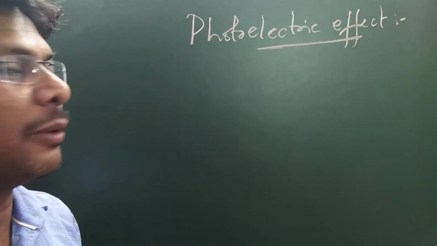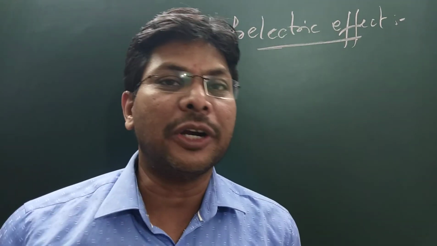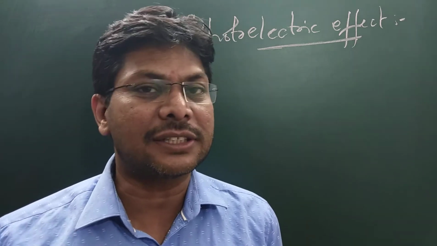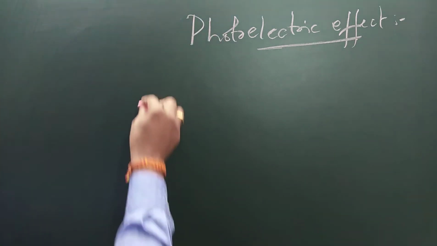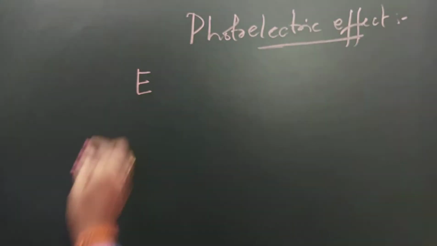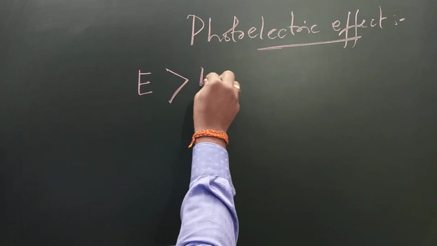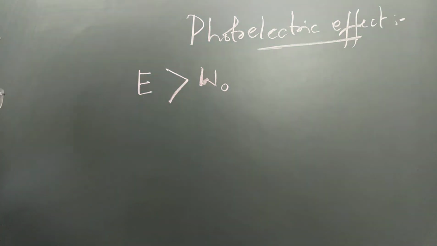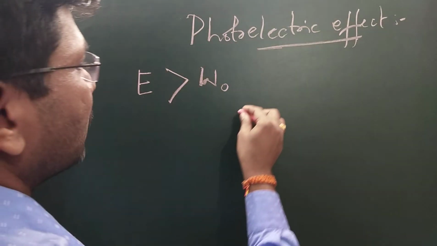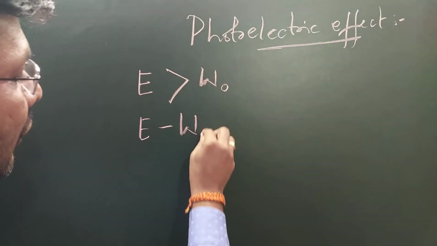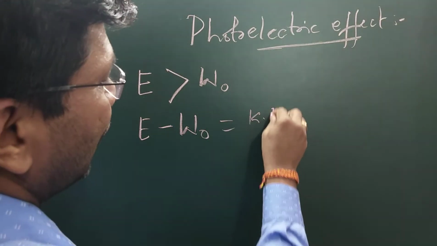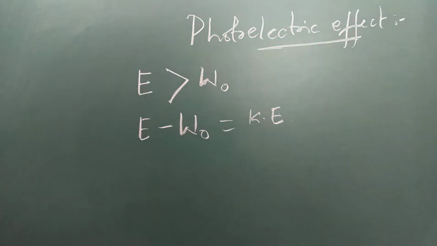As we know, photoelectric effect is the phenomenon in which, when light of a particular wavelength or frequency hits the metal surface, the electrons are ejected. The ejected electrons are called photoelectrons. The energy of light is greater than the work function of the metal. So the difference between this energy and the work function will give the kinetic energy to the electrons.